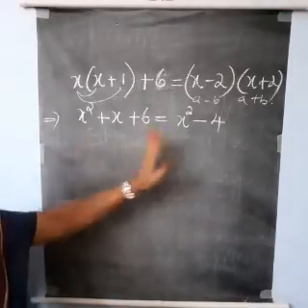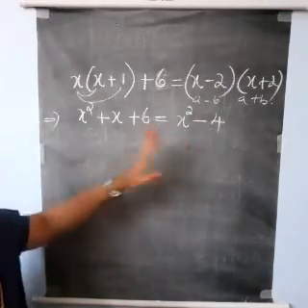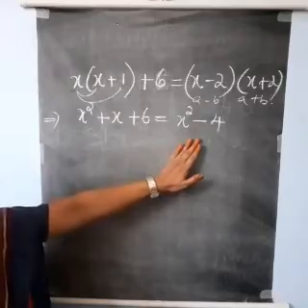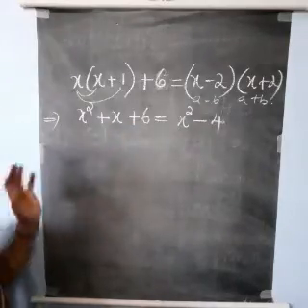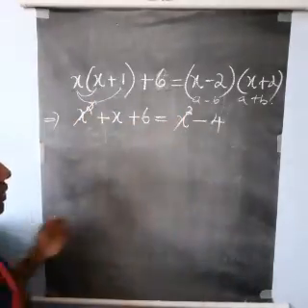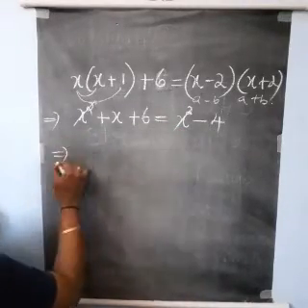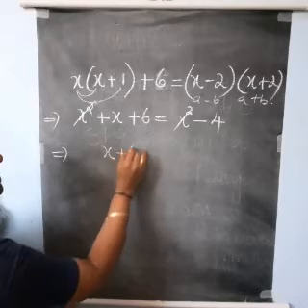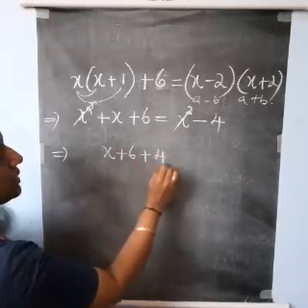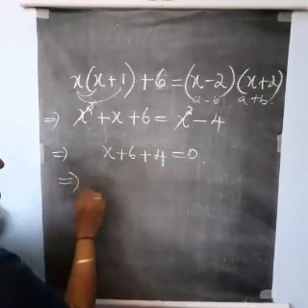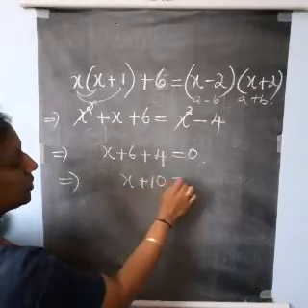Now, looking at this equation, we find that x squared is here and here, isn't it? On both sides of the equation. So we can cancel it out, or if you transpose to one side, it will cancel out. So what is the final result that I am getting? x plus 6 plus 4 equal to 0. That is x plus 10 equal to 0.